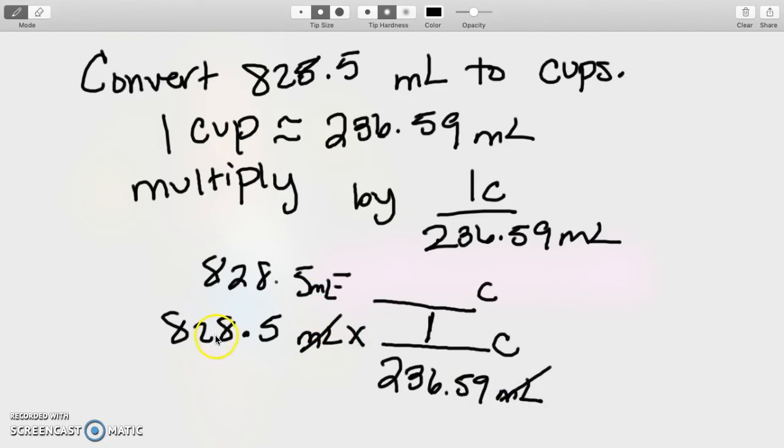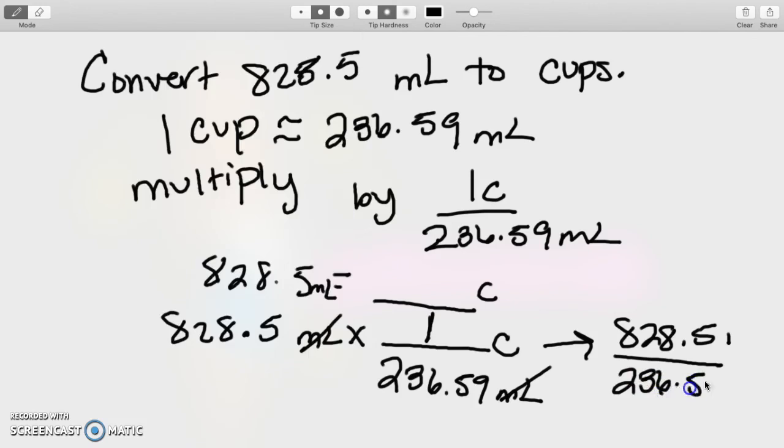Now you're going to do 828.5 times 1, which is going to give you 828.5 over 236.59, and I'm just going to put cups here. So we're going to divide these, and when we divide, the answer is going to be approximately 3.5 cups. Alright, so I hope you guys got that answer correct.